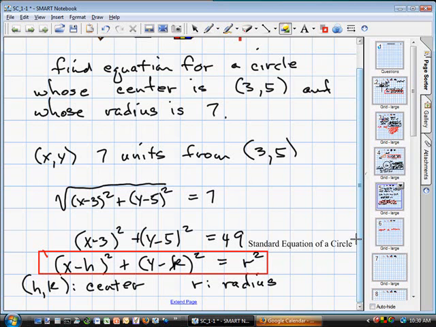So let's look at some sample problems, okay? So in your book on page 8, and I'll tell you what, we'll jump ahead here. I'll show you what the assignment's going to be.